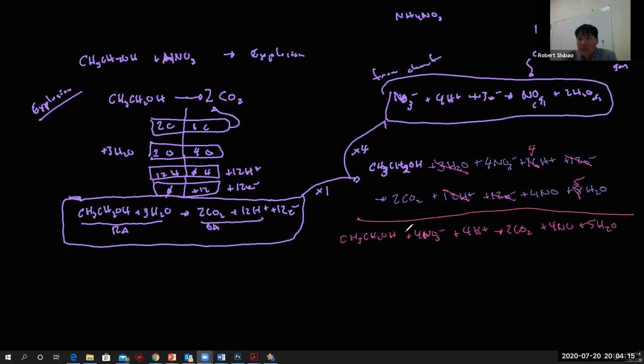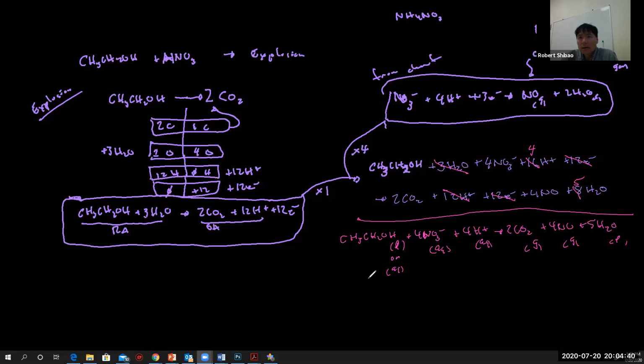All right, putting in the states here. Ethanol, in this case, was a liquid. It was pure ethanol, I think, that she was dumping in there. Nitrate's going to be aqueous, there's water around. H+ is aqueous, CO2 is a gas, NO is a gas, H2O is a liquid. So these are the states.